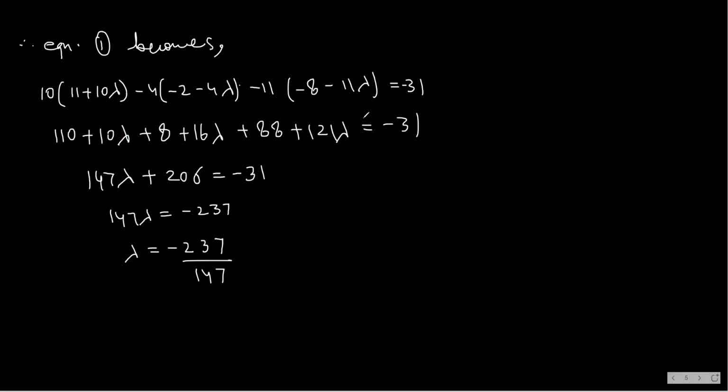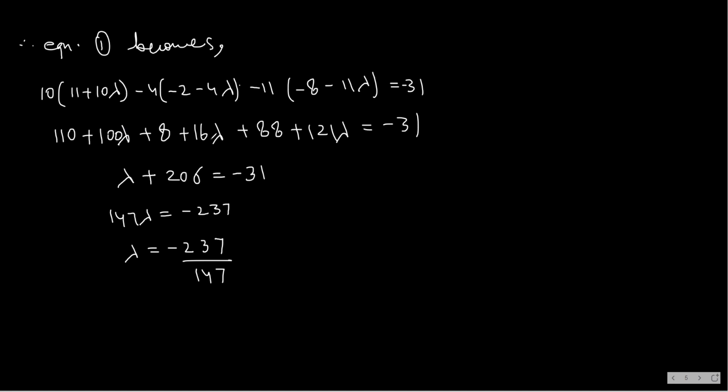Students, see here I committed a mistake. I'm sorry for that. 10 into 10 lambda will be 100 lambda. I remember I said 100, but I wrote 10. So I had taken 10 lambda, but it is 100 lambda, so we are falling short by 90 lambdas. When you add 90 lambda here, it is not 147, but you can check now, add these lambdas.